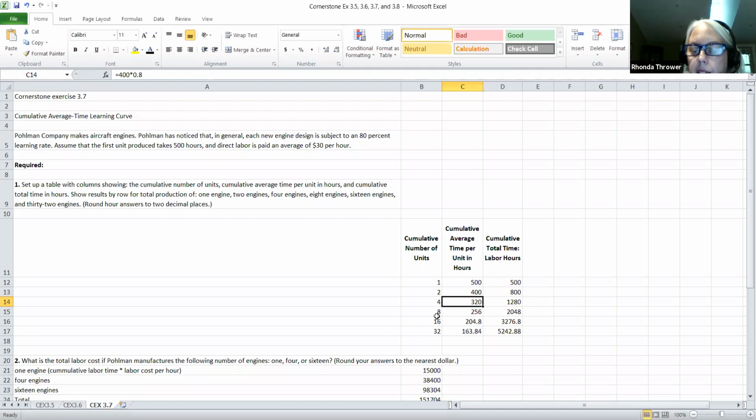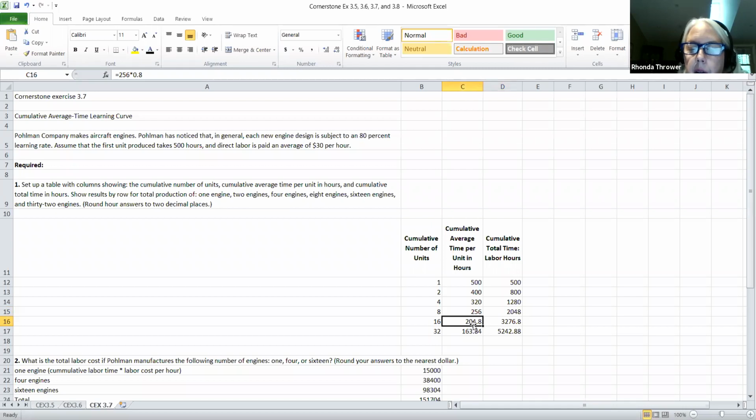Notice in the next line, they skipped up to 8 units. So we would take 80% of the 320, and that will give us 256 hours. 256 hours is for 1 unit. We would multiply that by 8 units that we're producing, and that will give you 2,048 total time labor hours, cumulative total time labor hours. And so notice they jumped to 16 here. From 8 to 16, they went up.